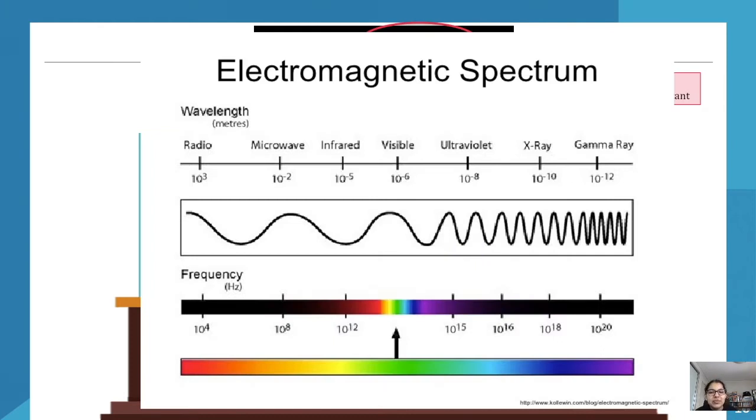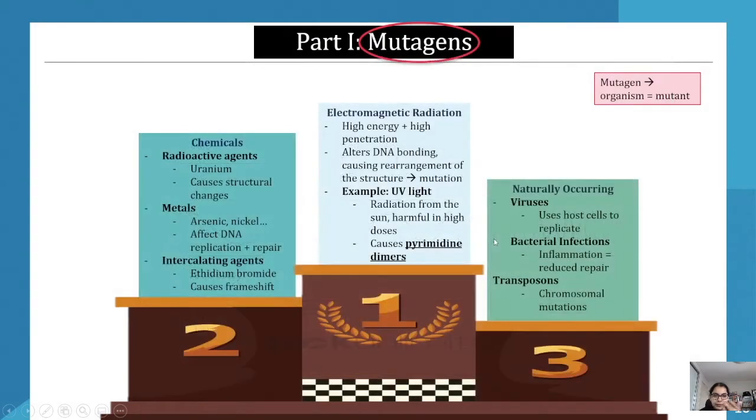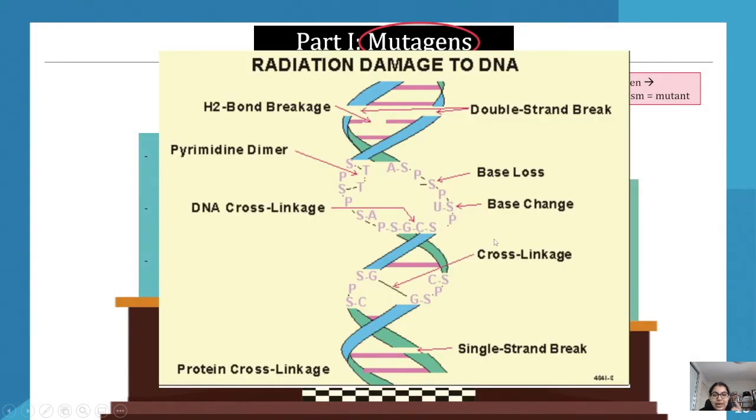This is the electromagnetic spectrum, and we can see that in terms of electromagnetic radiation, it goes from radio to gamma, and as you go along this side it becomes more penetrative, with gamma rays being the most. So that's that. Okay, moving on.